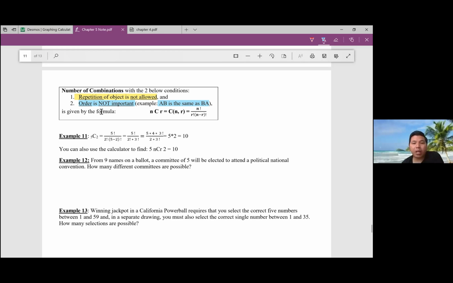For combination, the formula is a little bit different. We have n factorial divided by r factorial times n minus r factorial. We don't just divide out what we don't want, we also divide out how many times we repeated that procedure. That's why we divide by r factorial. That's the major difference between permutation and combination. So that's the concept: AB and BA are different in permutation.